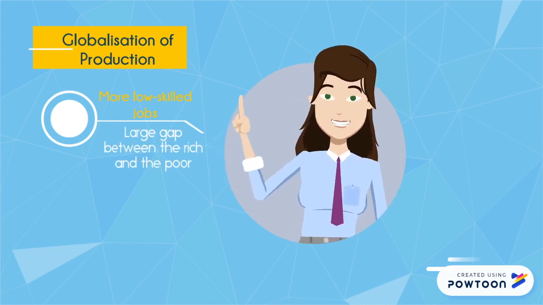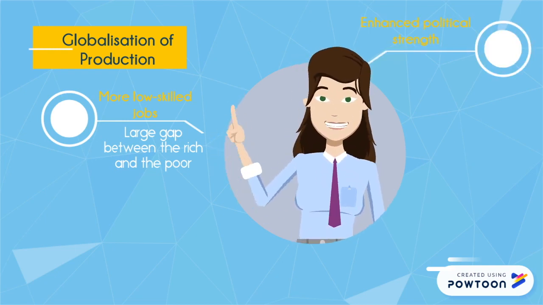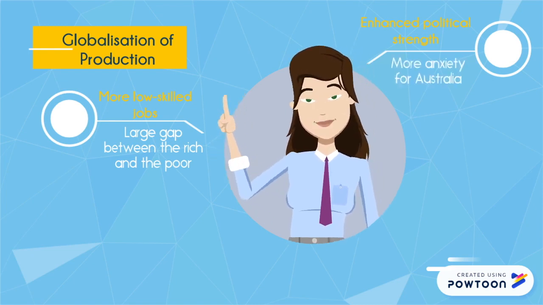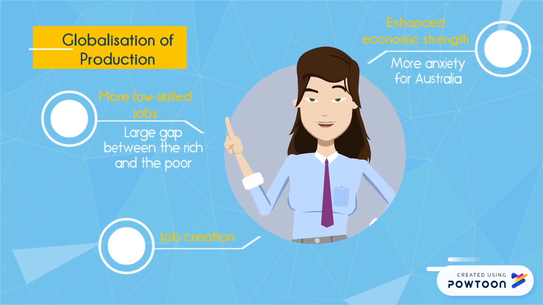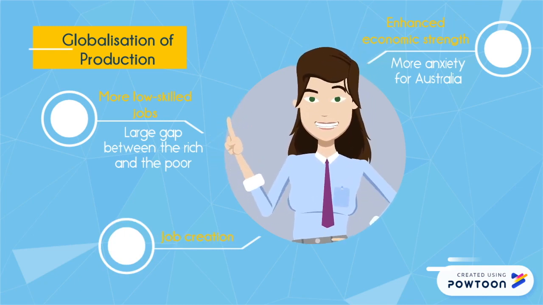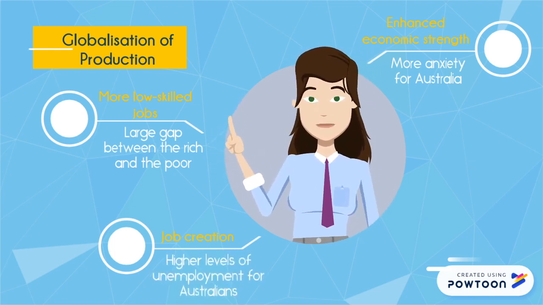However, there is still a large gap between the rich and the poor, which will be further discussed in this presentation. Outsourcing production allows China to have enhanced political strength. However, Australia is now becoming more anxious and aware of its country's security. Another positive for China is job creation, as more organisations are wanting to move production to save on costs. But unfortunately, this means that for Australians, there are higher levels of unemployment due to outsourcing of production.